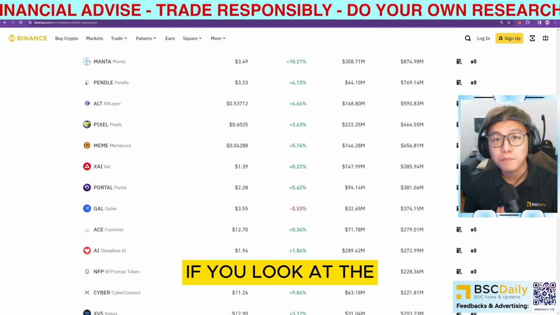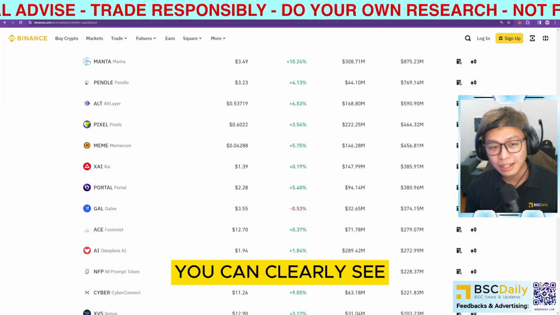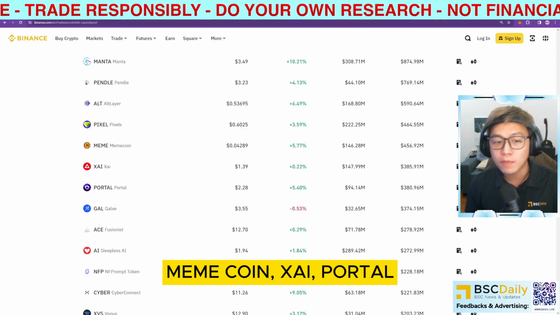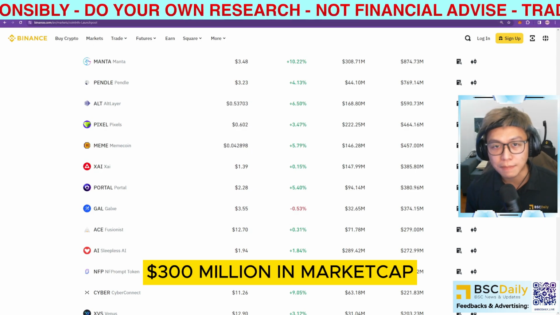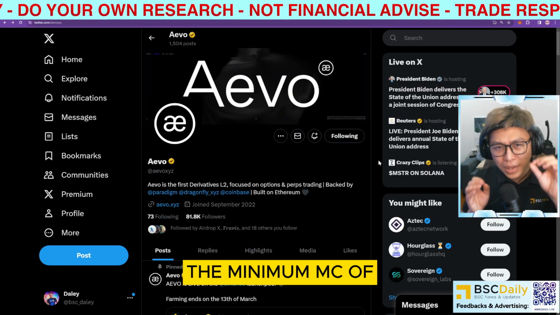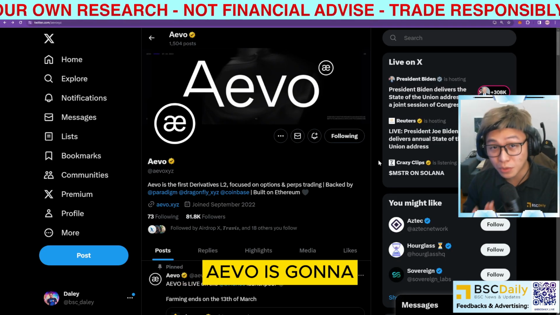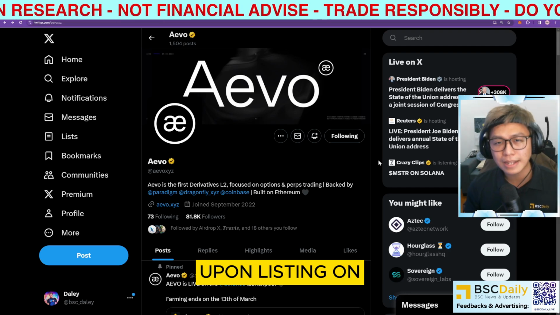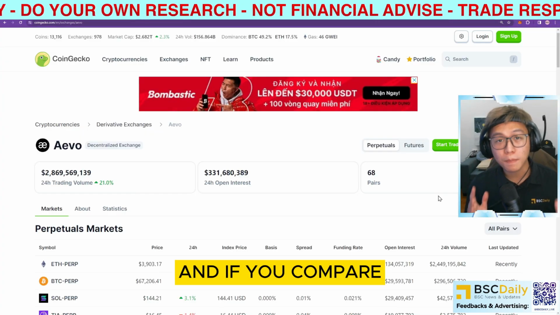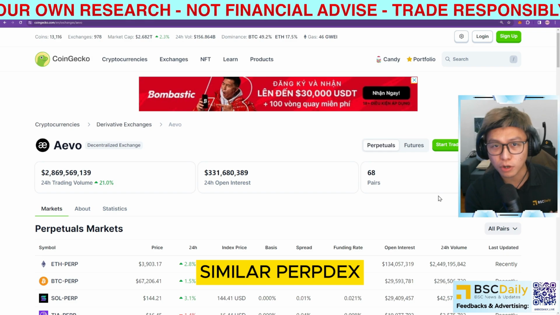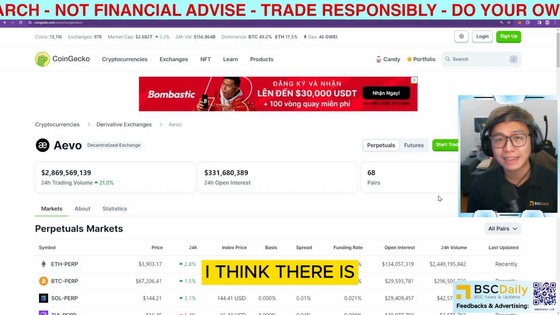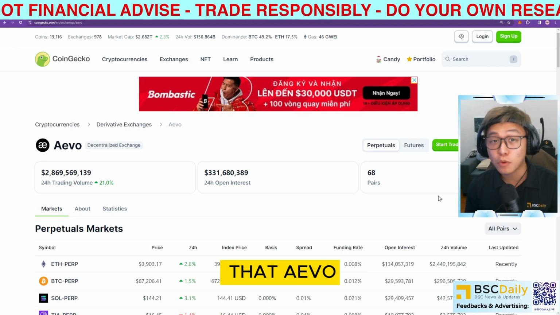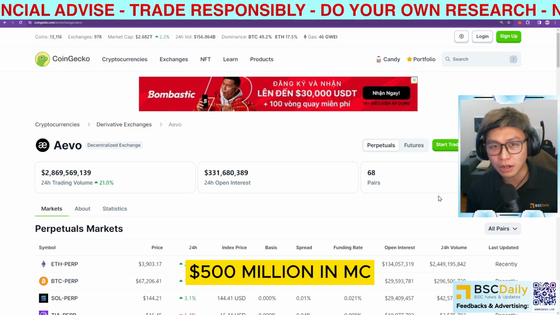If you look at the recent Binance Launchpool tokens, you can clearly see that Outlayer, Pixels, Memecoin, Psy, Portal, they are all above $300 million in market cap. That is why I think the minimum market cap of Aevo is going to be $300 million upon listing on Binance on March 13. And if you compare Aevo with other similar perp DEX like GMX or DYDX for example, I think there is a strong reason that Aevo can easily reach $500 million in market cap.